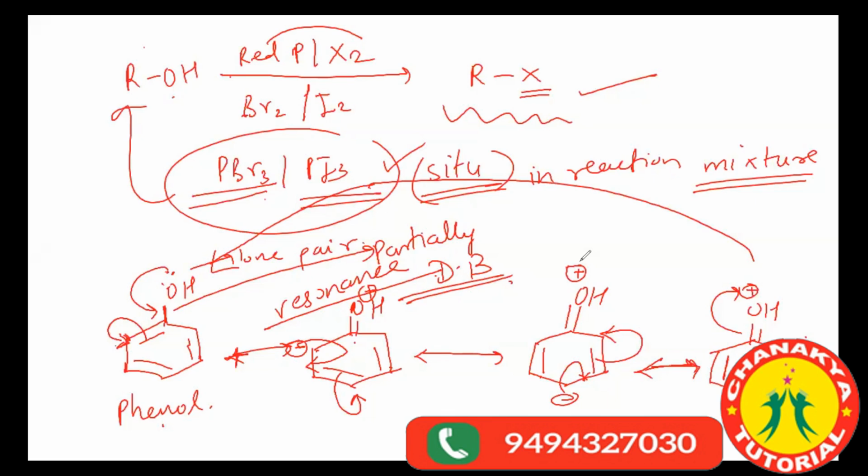And hence, if OH or any electronegative atom with a lone pair is attached to it, those lone pairs will be utilized for the formation of a double bond and delocalization of electrons. And hence, we cannot use the same method we used for the alkyl halides for the aryl halides. Clear?